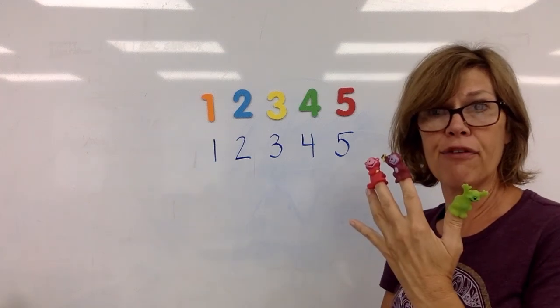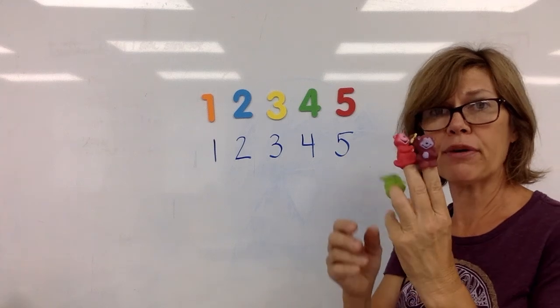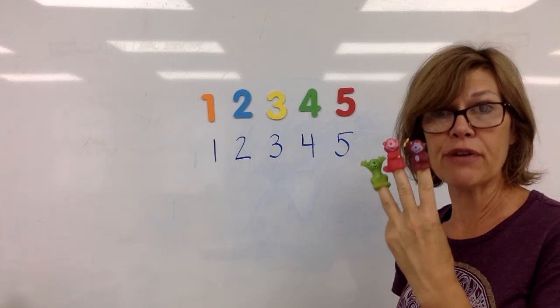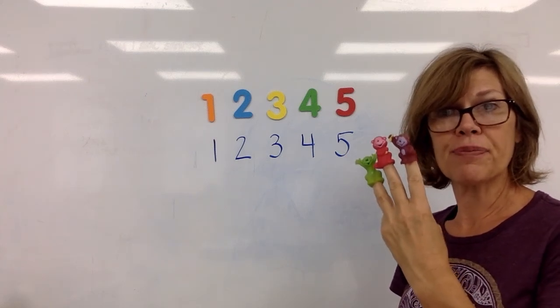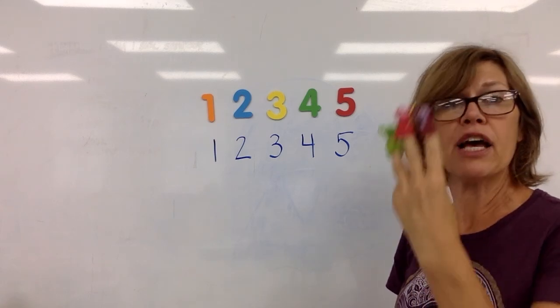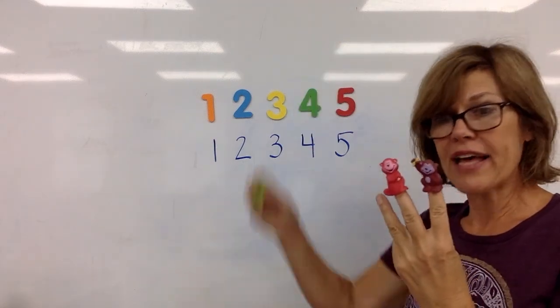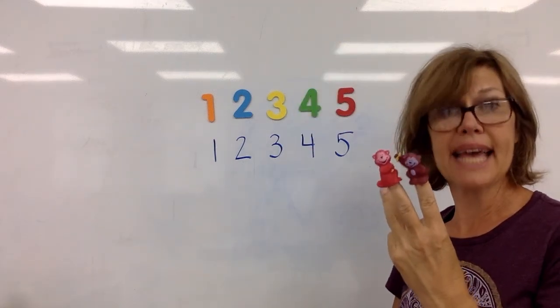Now how many do we have? 3. And I'm going to move the one off my thumb over to my ring finger because it's a little easier for me to hold 3 fingers up. Hold up 3 fingers, pretend like there's monkeys on them, and do the poem with me. 3 little monkeys jumping on the bed. One fell off and bonked his head.